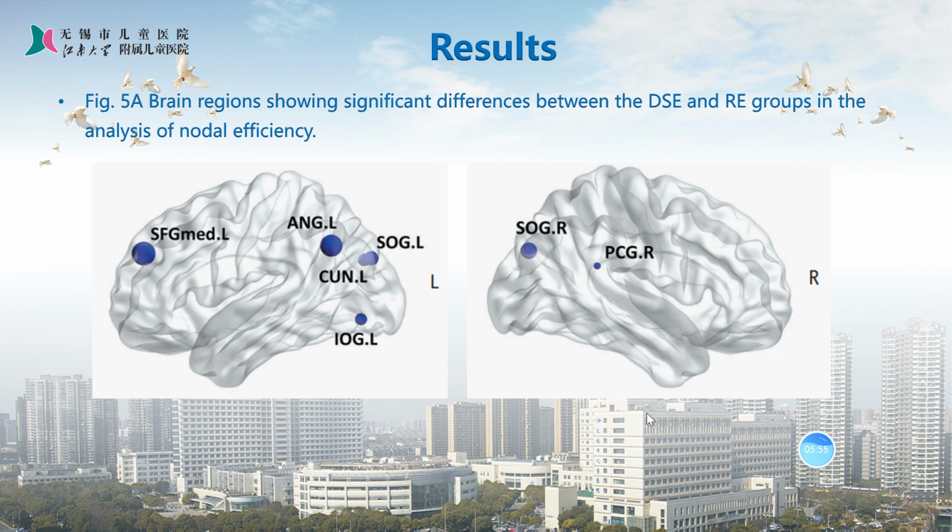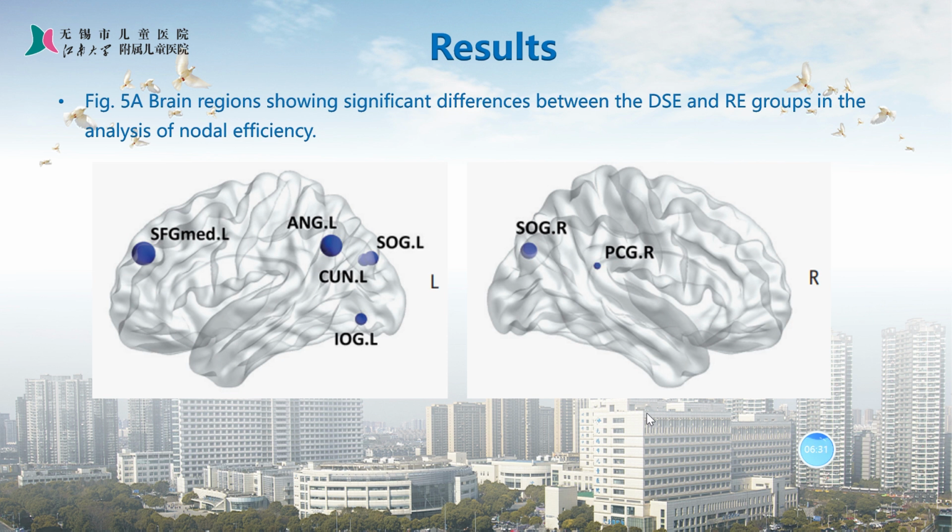Nodal efficiency showed an extensive reduction in the RE group, with FDR correction, and this reduction mainly involves the limbic system, default mode network, and occipital visual network, especially in the left medial superior frontal gyrus, left angular gyrus, left superior occipital gyrus, left cuneus, left inferior occipital gyrus, and right posterior cingulate gyrus.